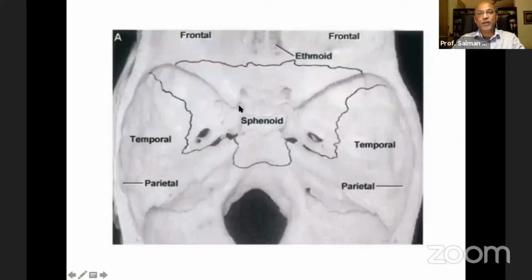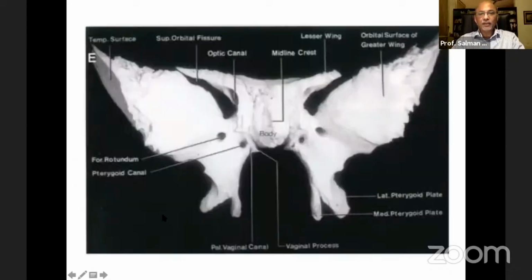So basically, we are seeing the body of the sphenoid, the lesser wing, the greater wing, and we can see the openings: the foramen rotundum, ovale, spinosum, and the lacerum as well, part of it. We can see the ethmoid in front, and the frontal, and the temporal, and the parietal posteriorly. So this is a very important view. When I started out learning neuroanatomy, it was very difficult for me to understand this. Now it has become so simple with 3D anatomy and our cadaver dissection. So the greater wings are on both sides, the lesser wings are on the top, and the body in the middle.